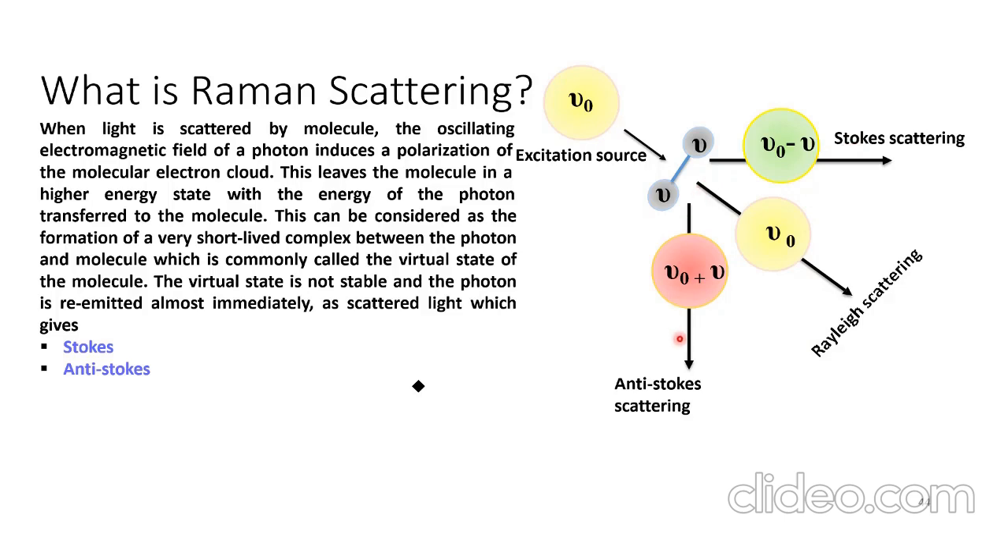So when light is scattered by a molecule, the oscillating electromagnetic field of a photon induces a polarization of the molecular electron cloud. This leaves the molecule in a higher energy state with the energy of the photon transferred to the molecule. So this can be considered as a formation of a very short-lived complex between the photon and the molecule. This is commonly called the virtual state of the molecule. The virtual state is not stable, and the photon is re-emitted almost immediately. So the scattered light will be Stokes and anti-Stokes.